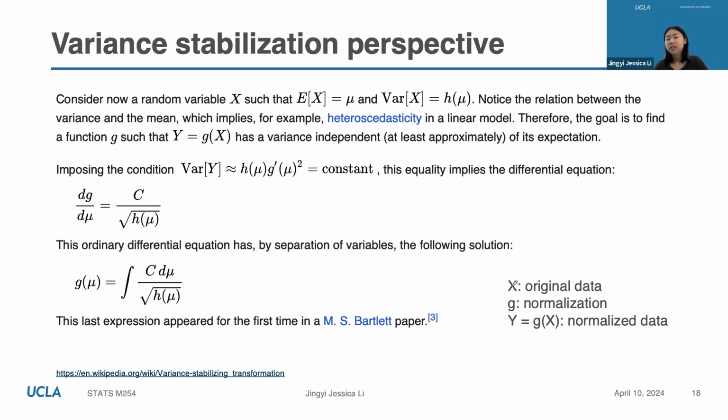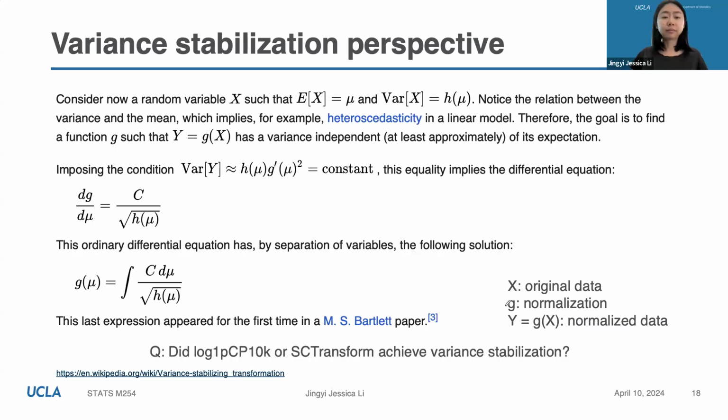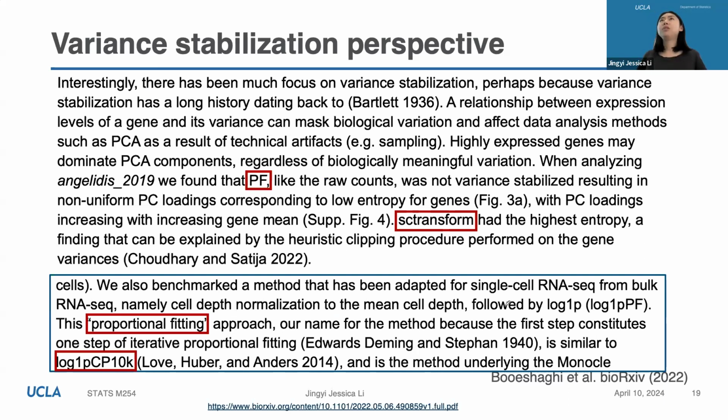So I think it's a useful perspective to think about. If we think about Y as our normalized data, a transformation of X by g, we can use variance stabilization to check how good the normalization is. Basically, we check whether the variance of Y still depends on the mean of Y. Then the question is, for the two normalization algorithms, log1p CP10K and SCTransform, do they achieve variance stabilization? This bioRxiv paper explored this question.